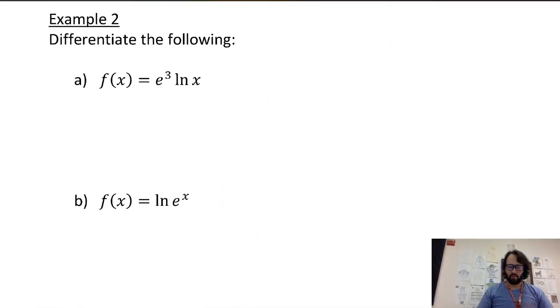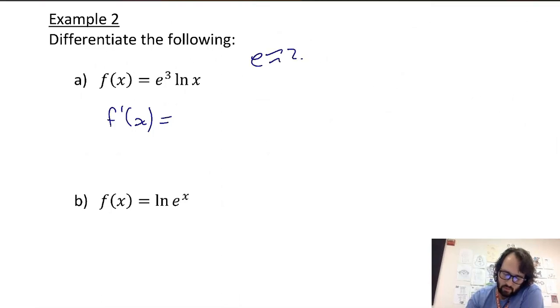e cubed ln of x. So this is just a straight up product rule. So f prime, and I'm lying, it's not a product rule because e is not a function, e is a value. e is approximately 2.718, I don't remember. I could be getting that wrong. I'm sorry if I am. But it's a value, is all I'm trying to get at.